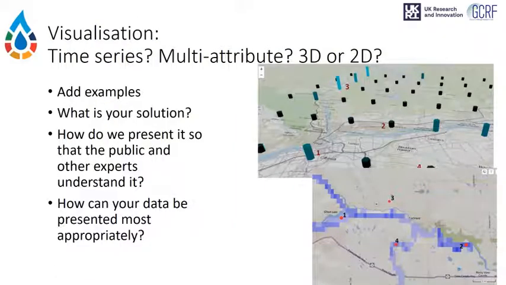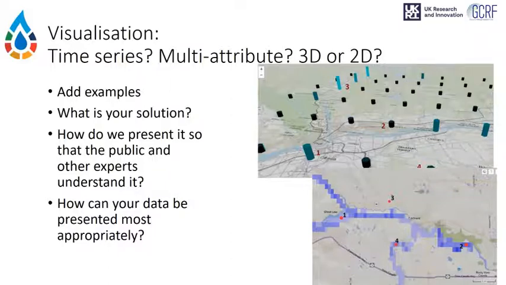From these past two visualizations, you understood that we could present the data in time series using multi-attribute data. Do we need to present the data in 3D or 2D? As you can see here, all these things need to be discussed with the whole group. So I would need some examples, and I would need to see what the solutions are. Your solution is for presenting and visualizing your data to the end user. How do we present it so that the public and other experts can understand it? How can the data be presented most appropriately?